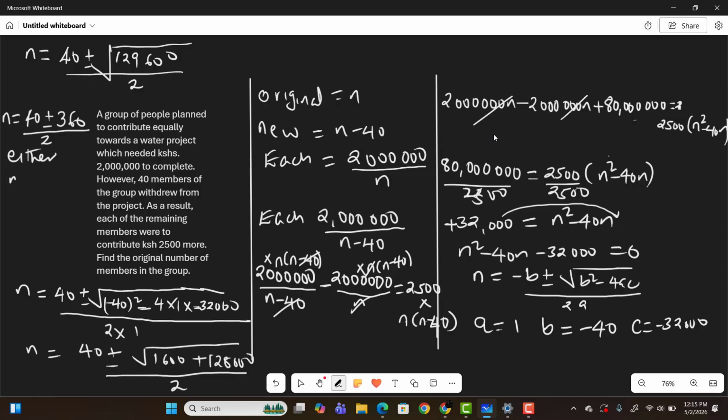Either n is equal to 40 plus 360 divided by 2, or n is equivalent to 40 minus 360 divided by 2. The first value of n will be 400 divided by 2, that is 200. The second value of n is negative 320 divided by 2, which is negative 160. As we all know, we cannot have negative people, and therefore the correct value of n will be 200. So the original number of people is 200. The new number of people is 200 minus 40, which is 160.